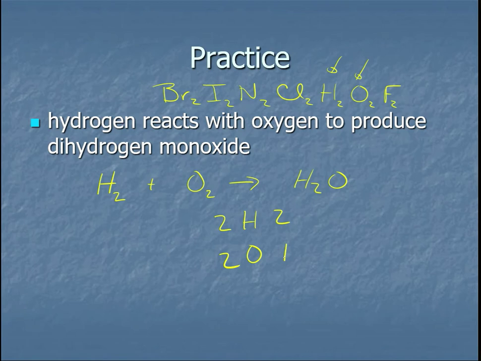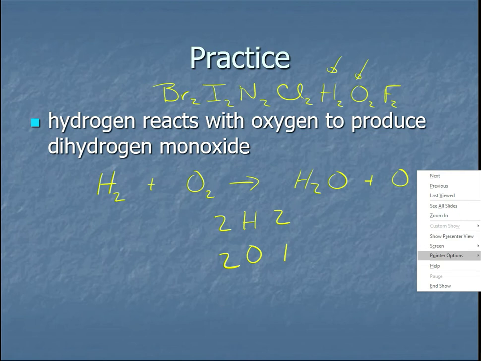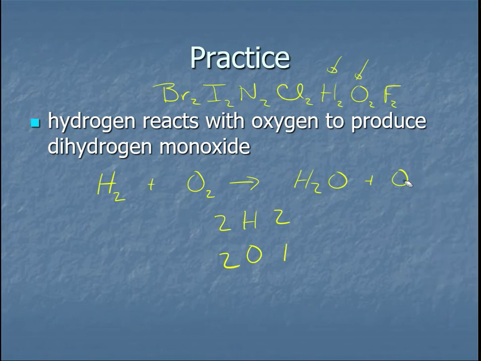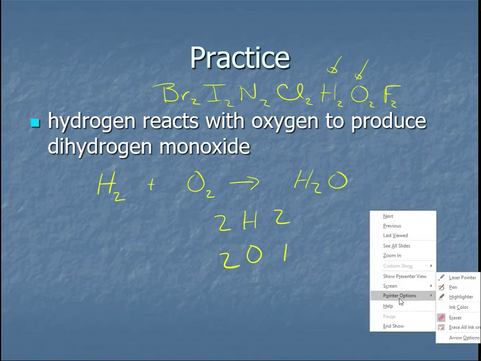So I need more oxygens. The only way I can get more oxygen is to have more waters. I can't just add an oxygen. That's a no-no. I can't just say plus O and I'm done. I can't add atoms. I can duplicate atoms, but I can't just add atoms. So let's get rid of that since we can't do that. It would be so much easier if we could, but we can't. So we want to duplicate.